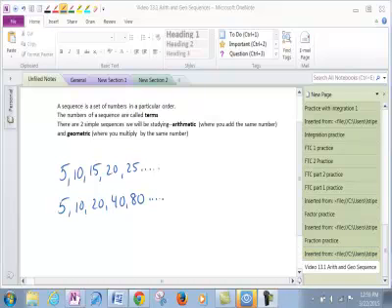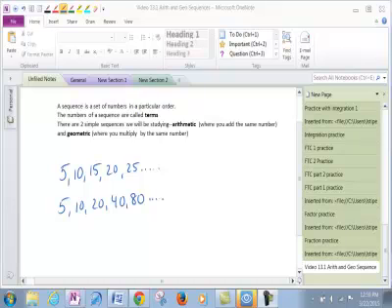Alright, sequences, chapter 13. A sequence is a set of numbers in a particular order. The numbers in a sequence are called terms. In this chapter we'll be looking at two simple sequences. The first one is arithmetic, where you add the same number. The second is geometric, where you multiply by the same number.